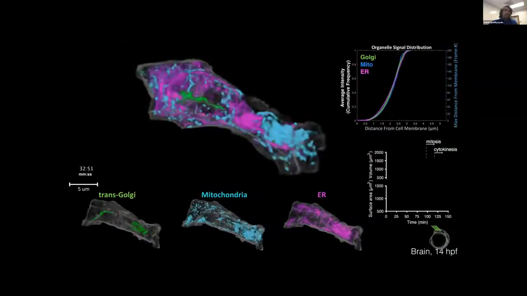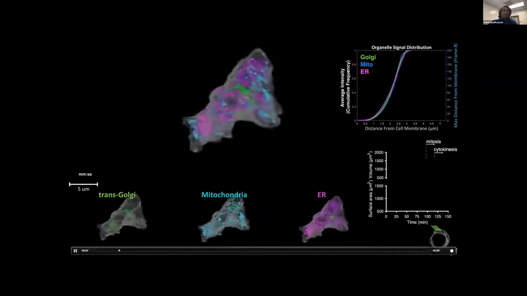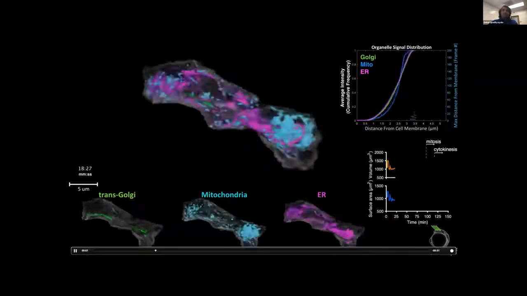So in this case, what we did was, because both the Golgi and the membrane were in the same spectral channel, we computationally delineated them, because we know that the Golgi and the membrane are not going to be spatially overlapped. So we have the mitochondria and the ER, and what I'm showing you here is the rough distribution of the organelles as a distance from the membrane.